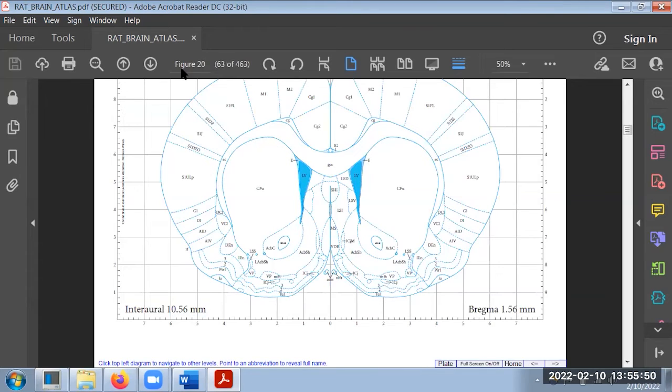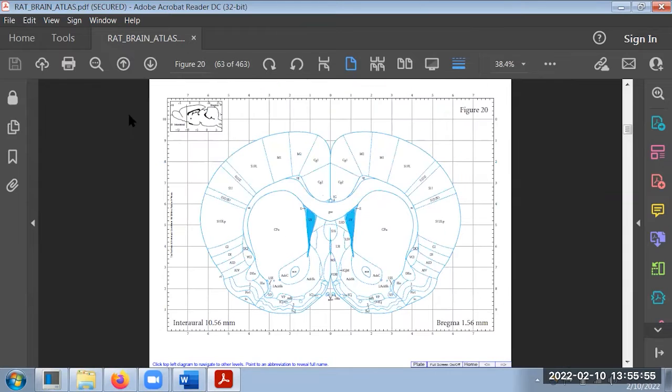All right, so let me just zoom out of this to give you the whole view once again. So here we have a typical coronal diagram coming from one spot in the brain, relatively far forward. In this coronal diagram, we have a lot going on. We have X and Y axes. We have this thing saying interoral and a number down here. We have bregma and another number down here. We have all these little abbreviations that we'll zoom in on later. And so there's a lot to take in.